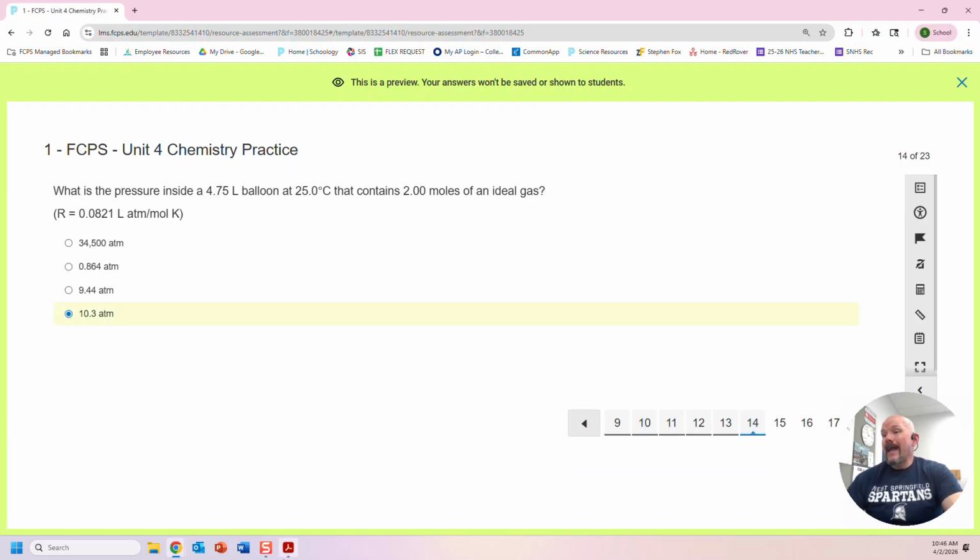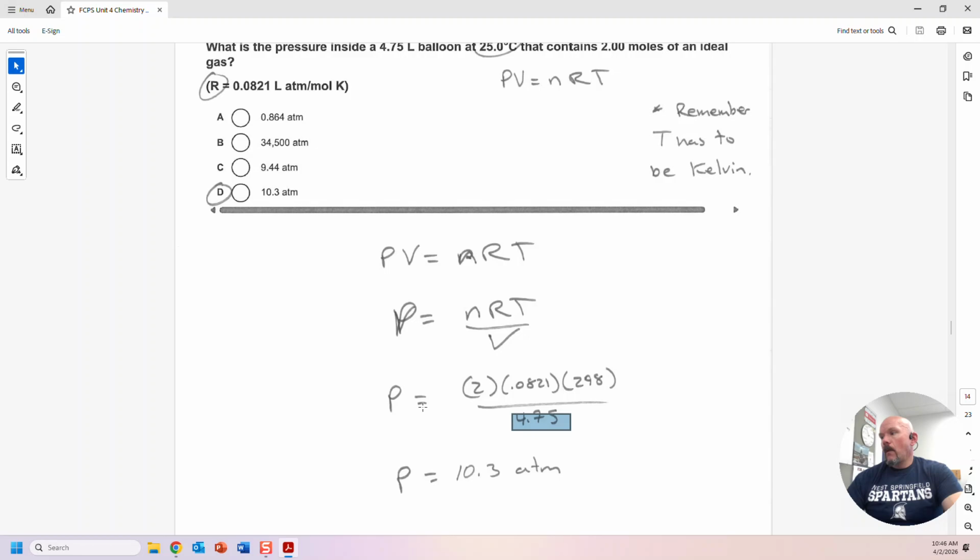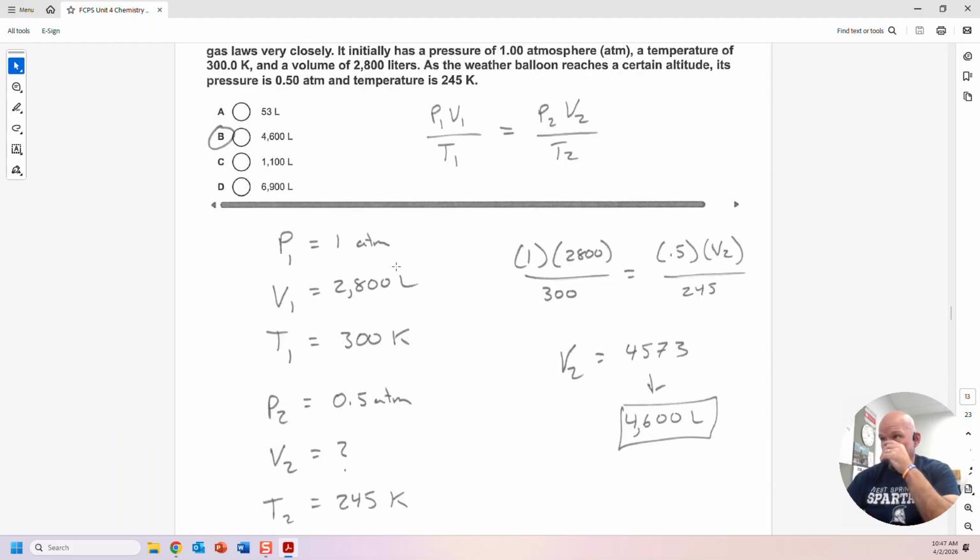All right, so again, this is a new SOL this year, brand new. So in the past, they haven't really asked many ideal gas law questions, right? So in the past, when I tell kids to do the memory dump, this is the gas law that I have them write down. I tell them not to worry about the ideal gas law.